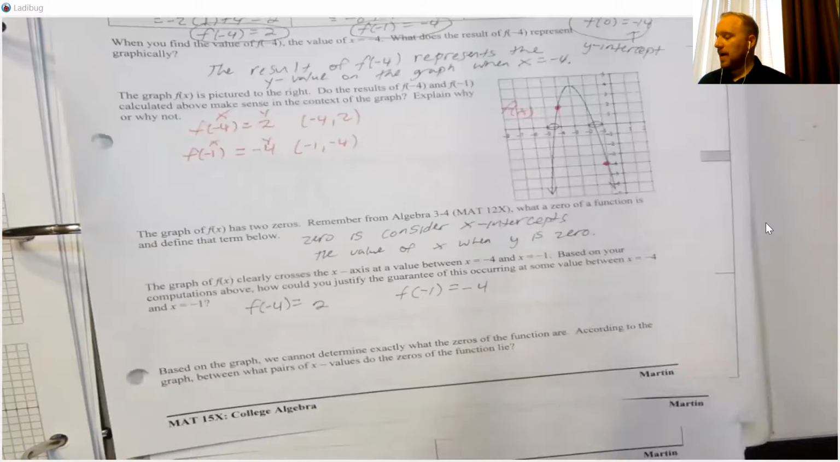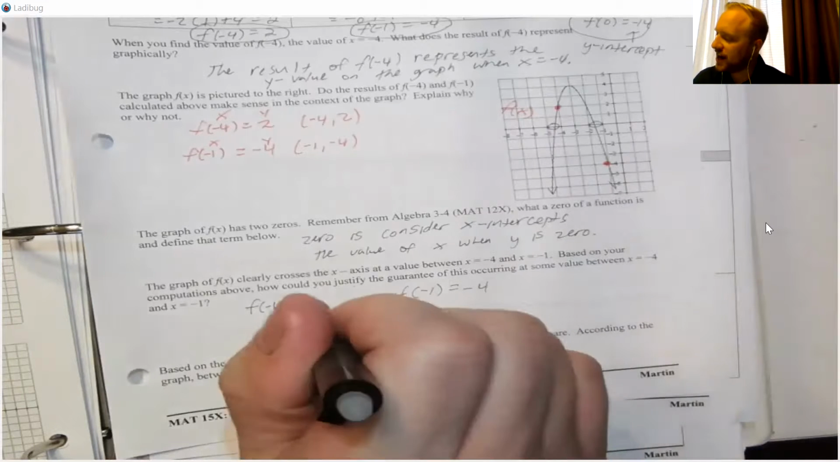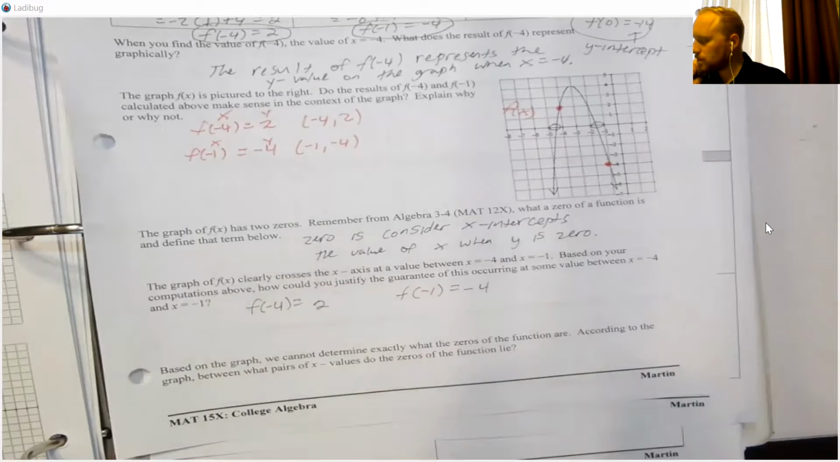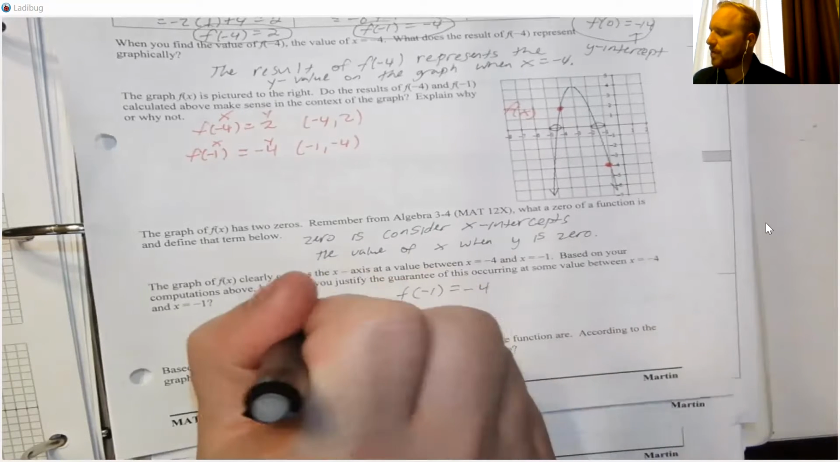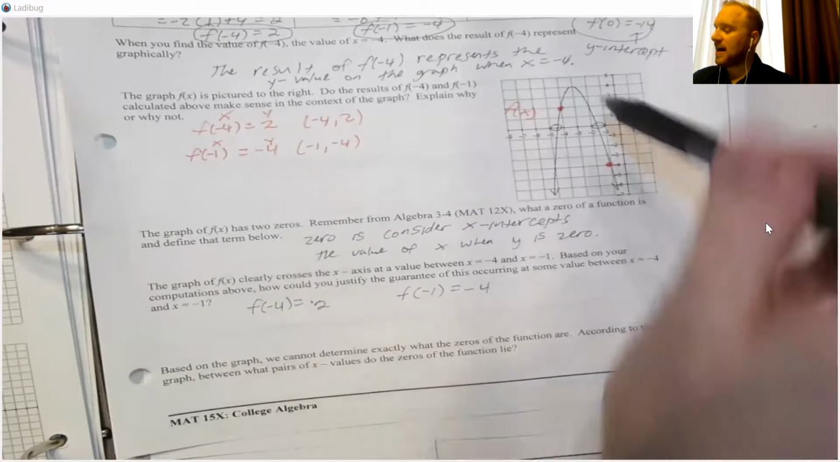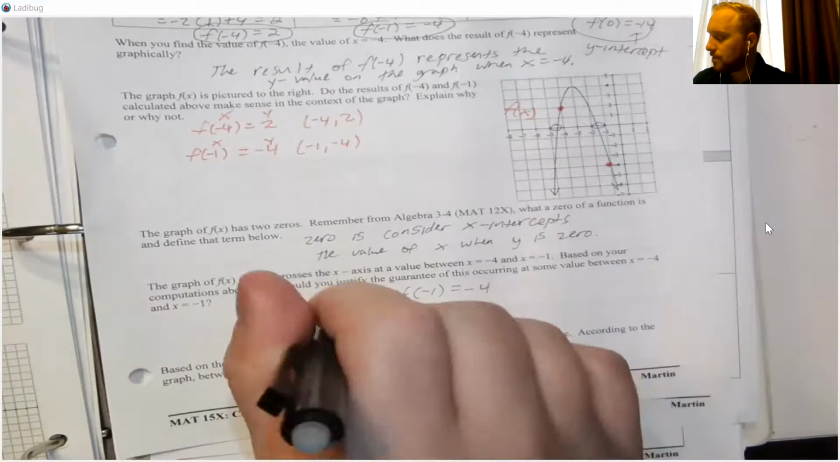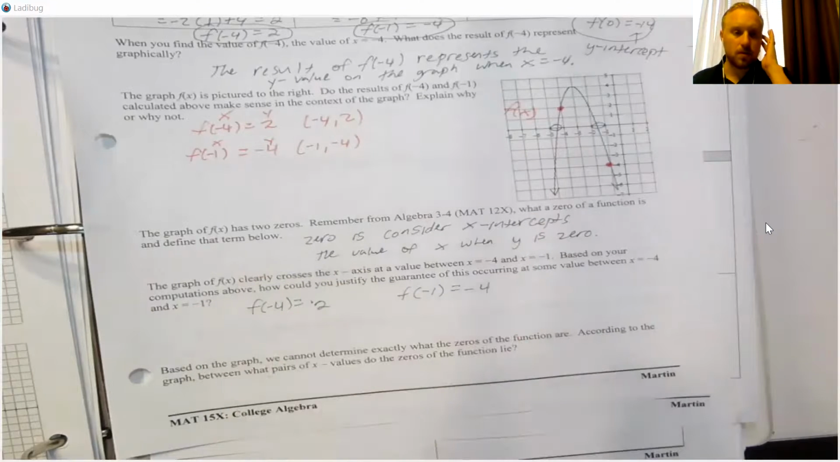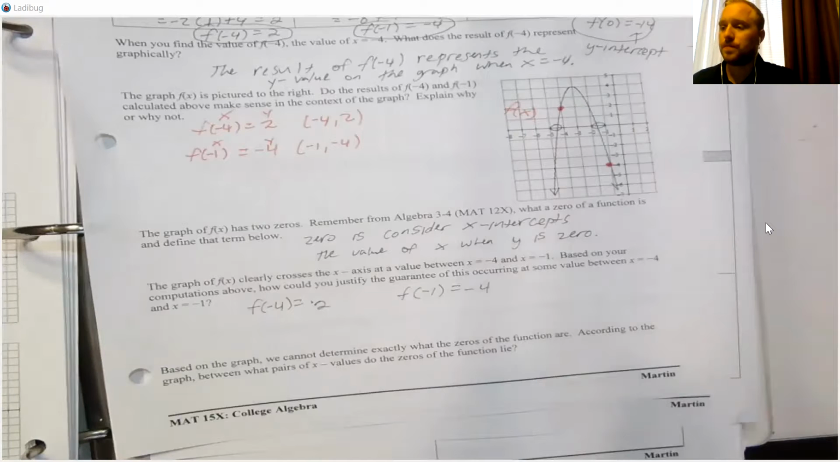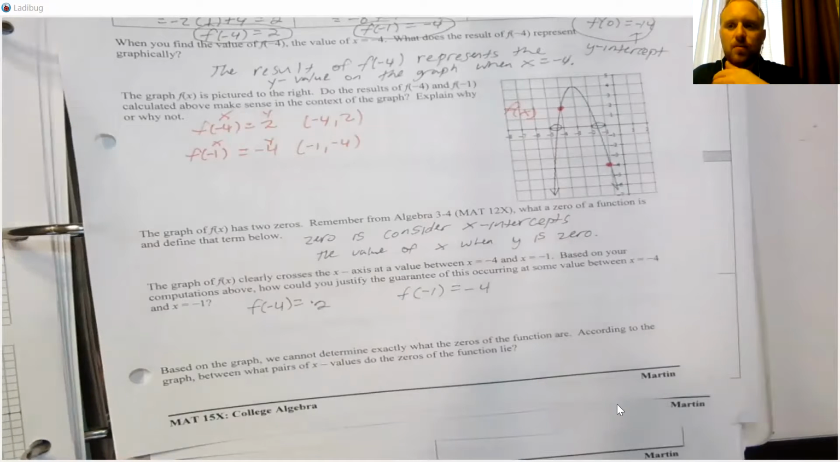So we know that in order for us to have an x-intercept, the y value had to be 0. Well, it changed from positive to negative. You see that? When it changed from positive to negative, it had to have crossed at y equaling 0. So that's how we know that there's going to be a 0 there, because it had to have gone from 2 to -4. You'll see the explanation in my notes that I wrote out, that guarantees a 0 in between -4 and -1.